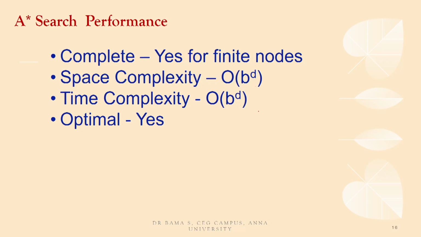Okay. Now, coming to the performance measure, is A star complete? Yes, it is complete for a finite number of nodes, and similar to breadth first search, the space complexity is b power d and time complexity is b power d, where b is the branching factor and d is the maximum depth. And is it optimal? Of course, A star is always optimal.